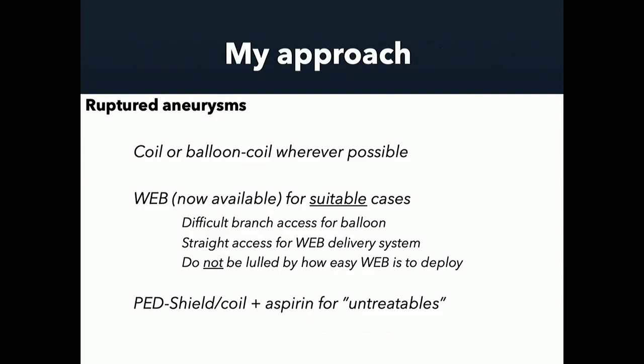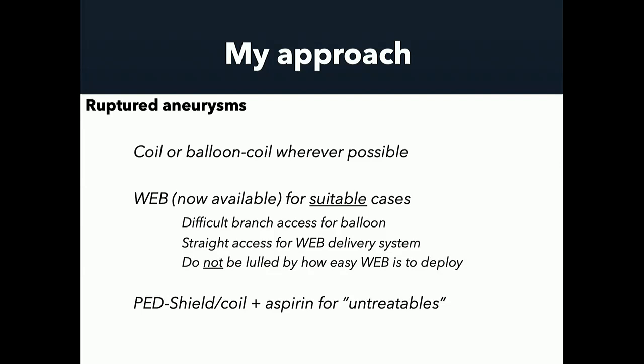So my approach when I'm dealing with these patients, if it's a ruptured aneurysm, of course, I'll straight coil or balloon coil wherever it's possible. I will use WEB for suitable cases, but as per the discussion before lunch, I do have reservations about the device. I'll use it if there's very difficult branch access for a balloon, and if there's a nice straight access for the delivery system. But I think there's a discrepancy between how easy the device is to push out the end of a catheter and how easy it is to judge where and when you should be using it and how to size it and where it should be used.